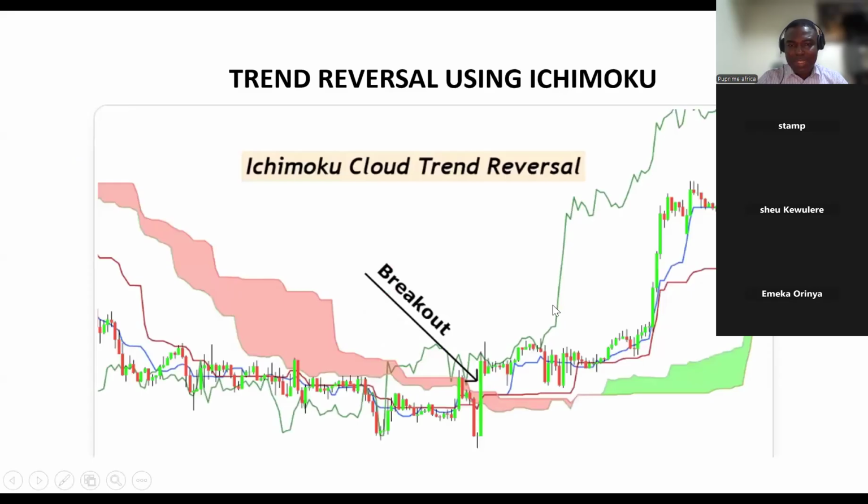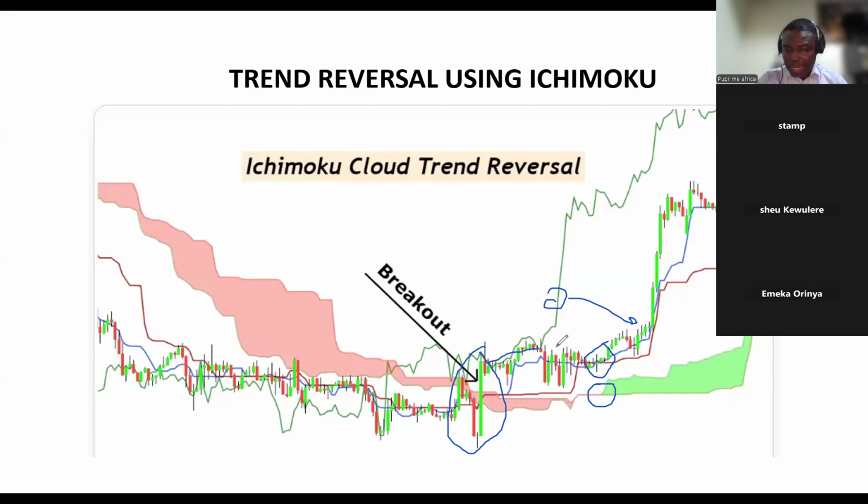You can see we had a very sharp breakout candle here. We can see the lagging span is way above the price. You can see the support and resistance here has been broken, clearly broken. And you can see here the moving averages have crossed, the fast crossing above the slow.